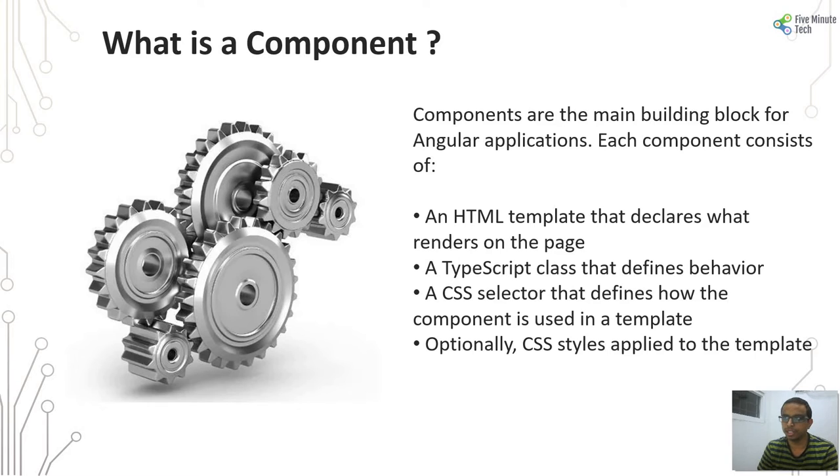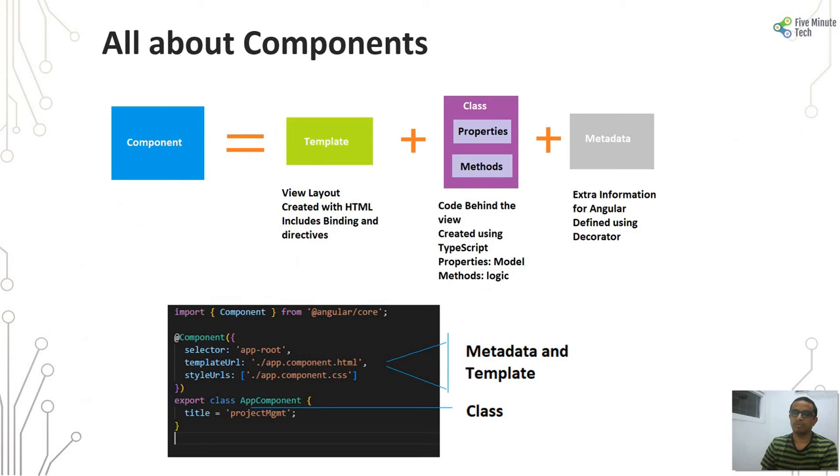So what is a component? A component is basically the main building block of Angular, and each component has an HTML file or a template defined. It is a TypeScript class, and it also defines the CSS selector that defines how the component is used in the template. So moving on, what is a component made up of?